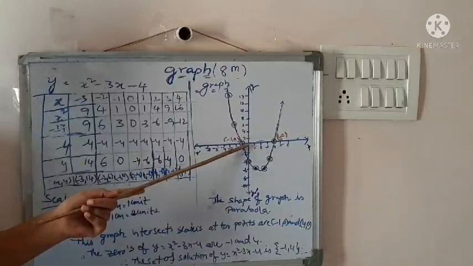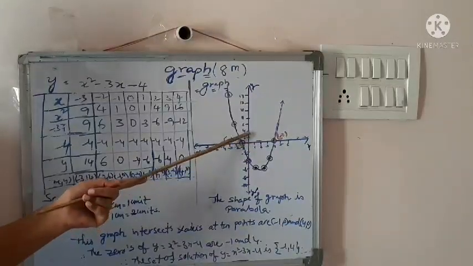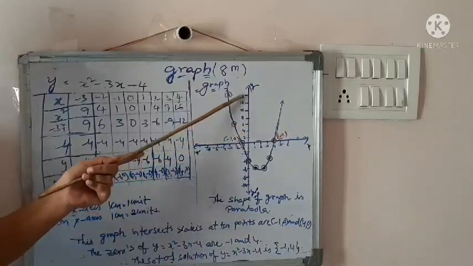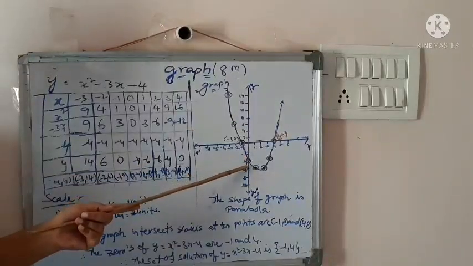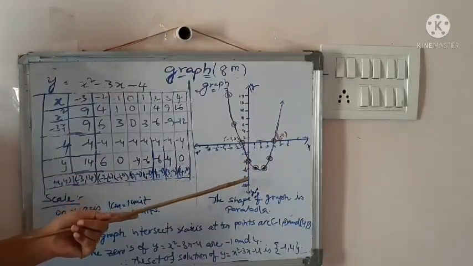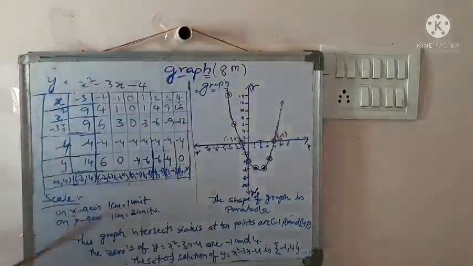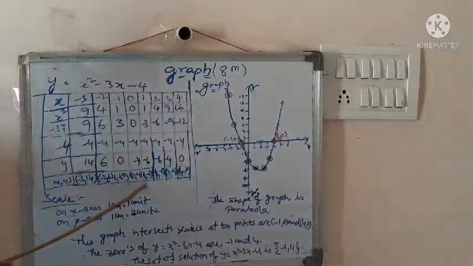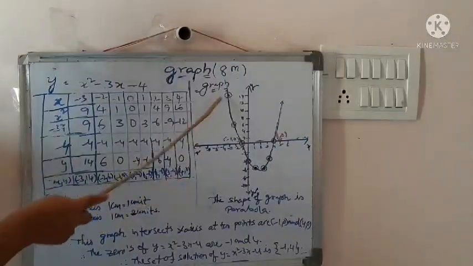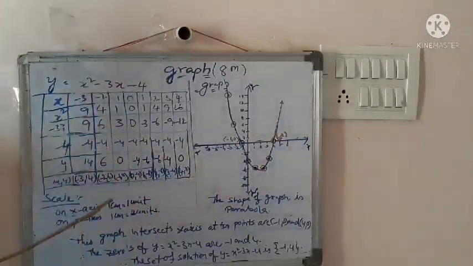So here each centimeter we have taken as 2 units. 2, 4, 6, 8, 10, 12, 14. Minus 2, minus 4, minus 6, minus 8, minus 10. Like this. And now these points are located on the graph paper.